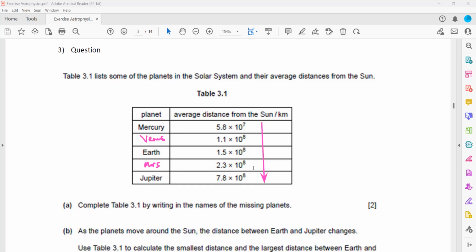And those planets which are closer to the sun are moving much faster and they have a shorter orbital time. Like Mercury is about 88 Earth days. So after 88 days, it will return back to the same position.